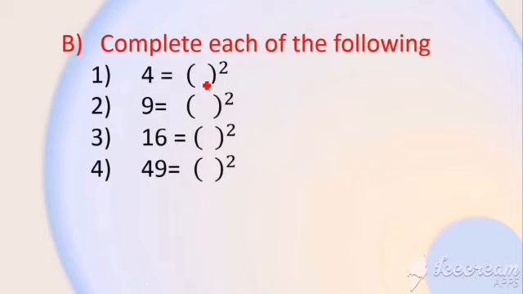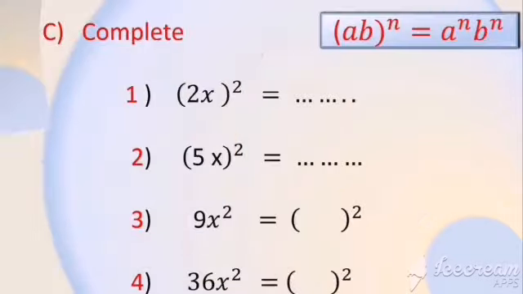Now, I need you to complete each of the following. 4 is 2 times 2, so 4 equal 2 squared. 9 is equal to 3 times 3, so 9 equal 3 squared. 16 is 4 times 4, so 16 equal 4 squared. 49 is 7 times 7, so 49 equal 7 squared. That's good.